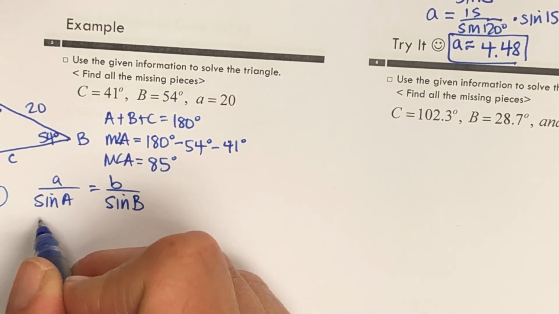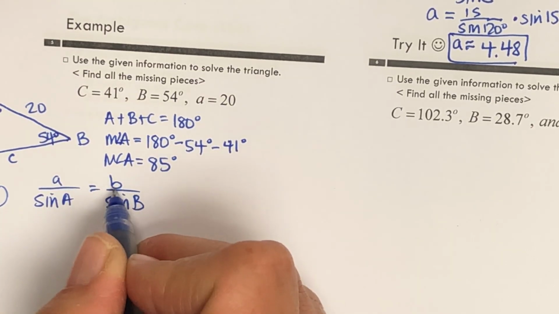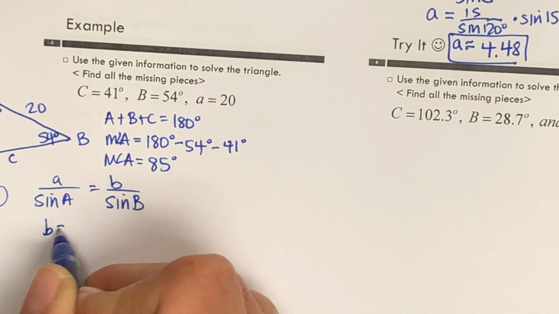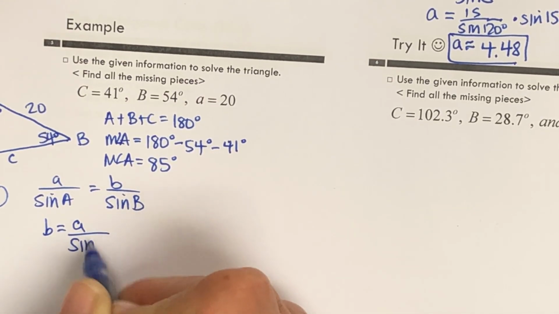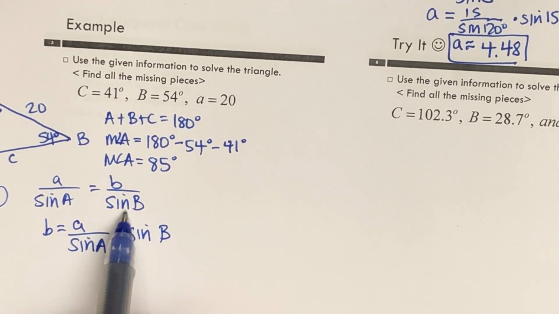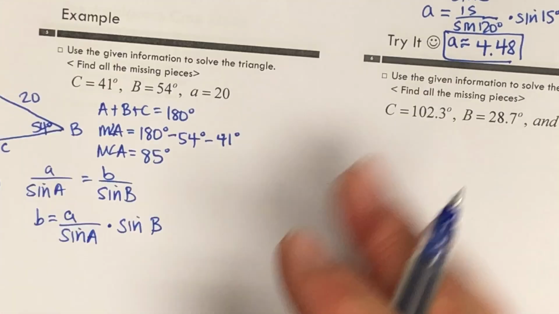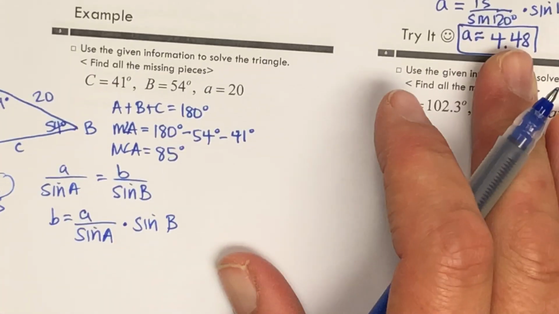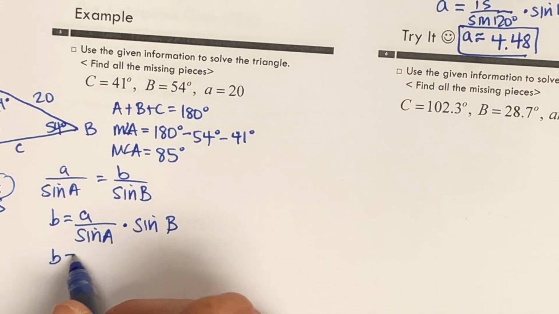I know side A, and I'm trying to find side B. So it's going to be B by itself, and I'm going to multiply the sine B up to the other side. I'm doing two steps, kind of rearranging. I just multiplied that up and then flipped it around when I wrote it. I hope that's okay. And am I still on video up there? I am. Okay.